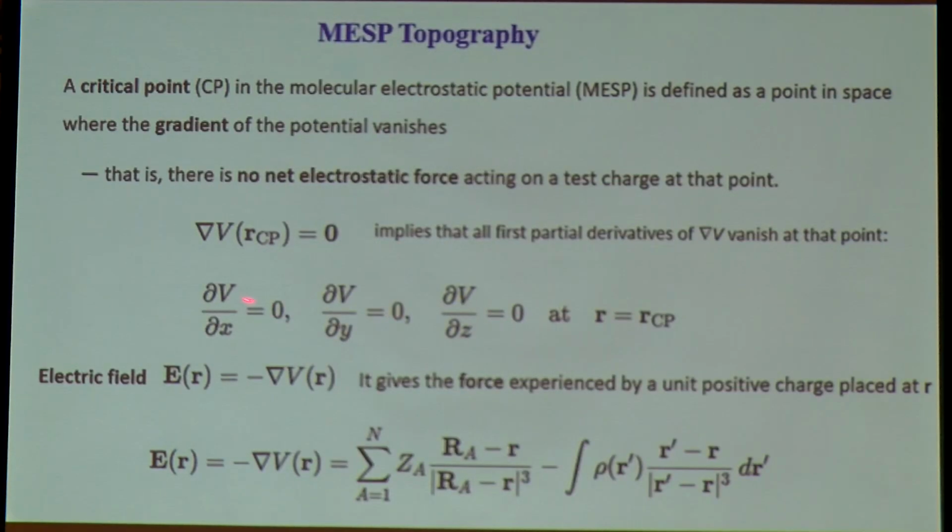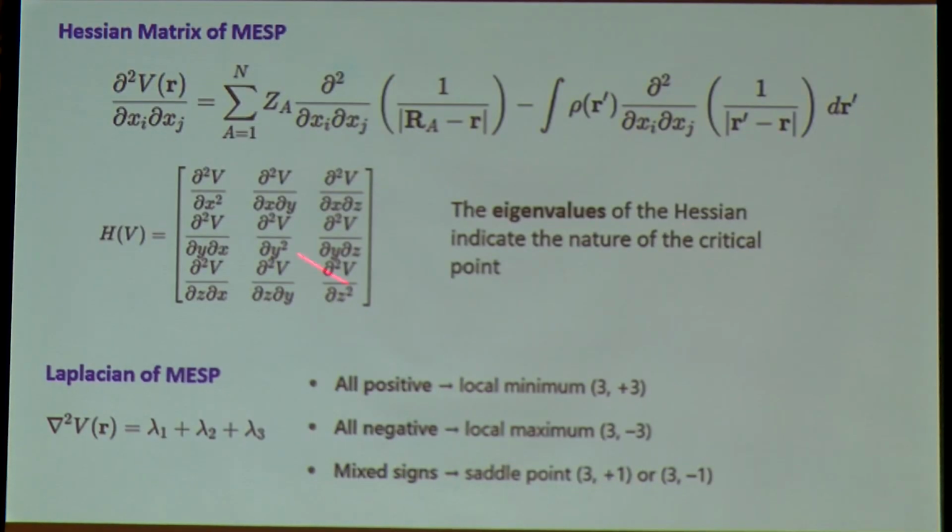This part was already discussed, so I am not going through that. So del V of r is equal to 0 at the critical point. Professor Gadre already mentioned that all partial derivatives should be 0 at the critical point. The negative of del V of r is the electric field. It gives the force experienced by a unit positive charge placed at that r. Then you also have to characterize the critical point using the Hessian matrix and the Laplacian. The Laplacian del squared V of r is lambda 1 plus lambda 2 plus lambda 3, basically the sum of these diagonals. All positive is a local minimum, a (3,+3) critical point; all negative is a local maximum; and mixed signs give you the saddle points.